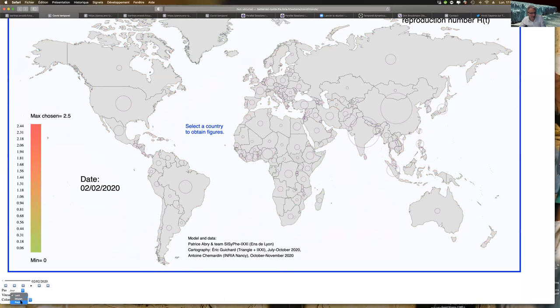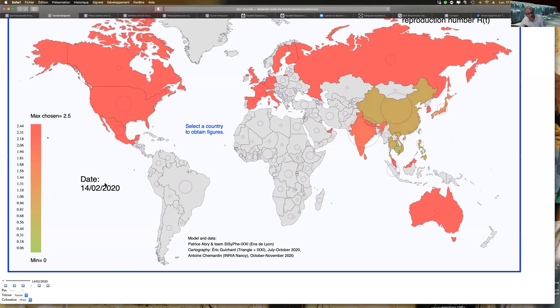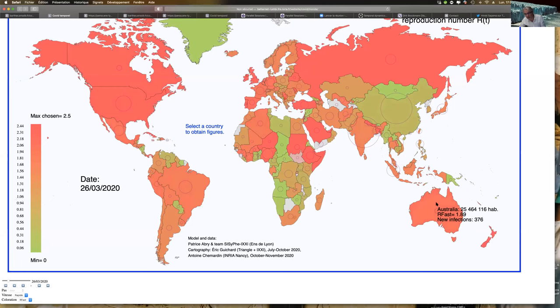it's being processed, and it shows the way the pandemic has evolved from the early stages of the pandemic across time. And again, you can choose your country and focus on the country of interest to see what's going on across time.